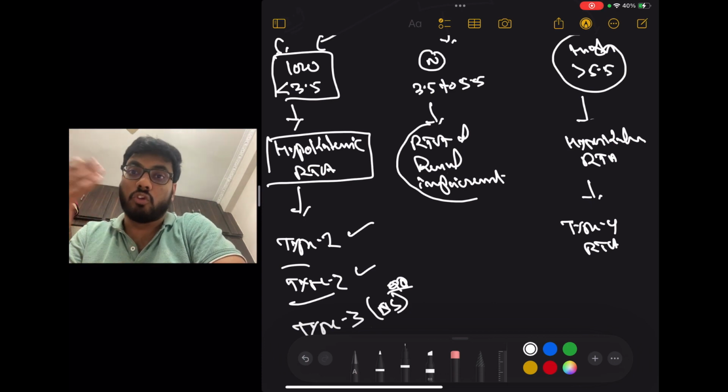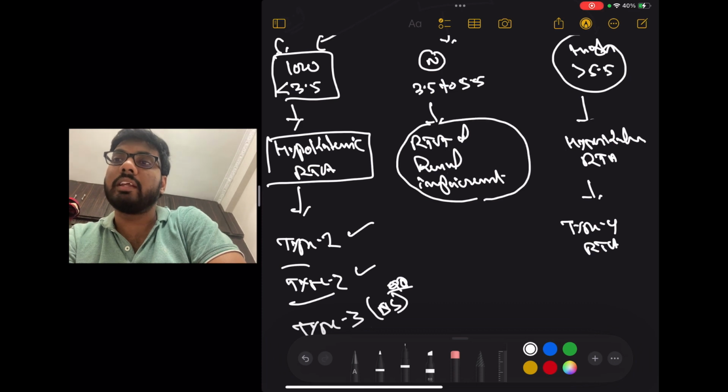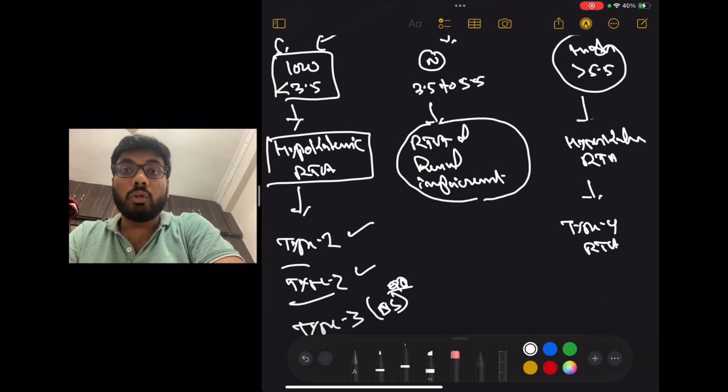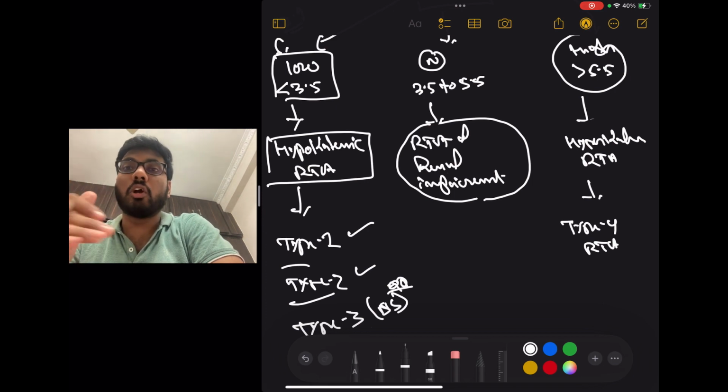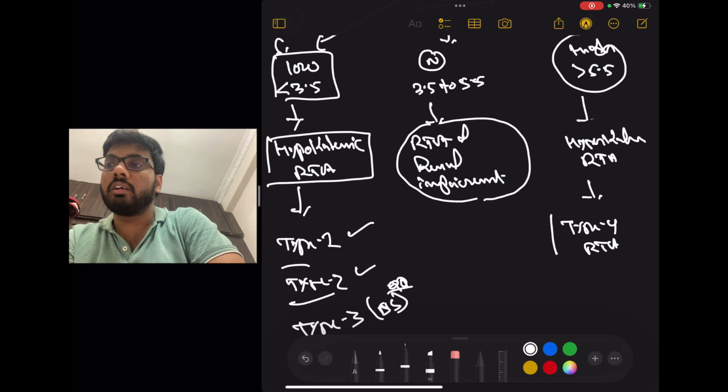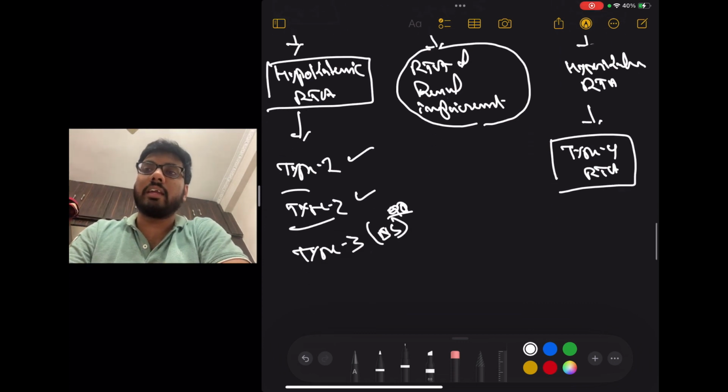If her serum potassium was normal, we call it RTA of renal impairment. Right, I told you that CKD will have high anion gap metabolic acidosis, but early stages will have normal anion gap metabolic acidosis. This is what we call RTA of renal impairment. If her potassium was 6.5, we call it hyperkalemic RTA, nothing but what? Type 4 RTA. Type 4 RTA.